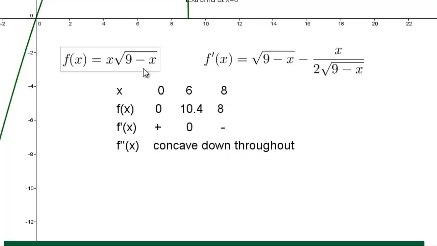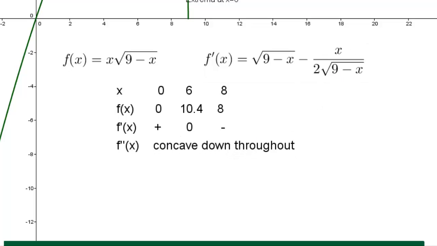At x equals 8, 8 times the square root of 1 is 8. Now let's look at the first derivative test. If we put in a value of 0 into this first derivative, we get a positive minus 0, so it's a positive. If we put in 6, we know we're going to get 0 because this and this will cancel each other out. And if we put in 8, we're going to get a positive number minus a bigger number. We're going to get a negative number here.